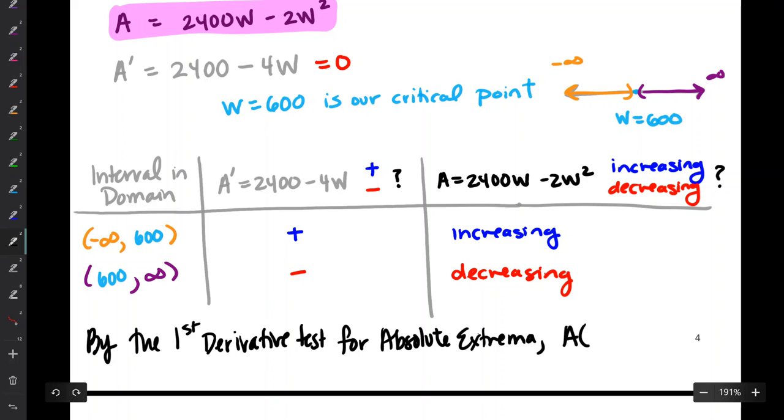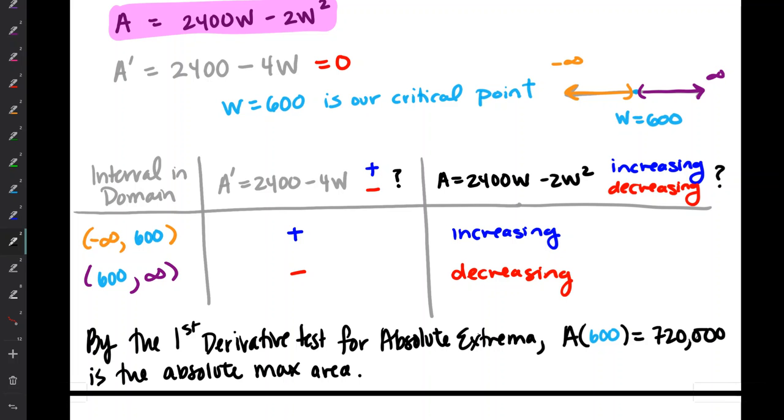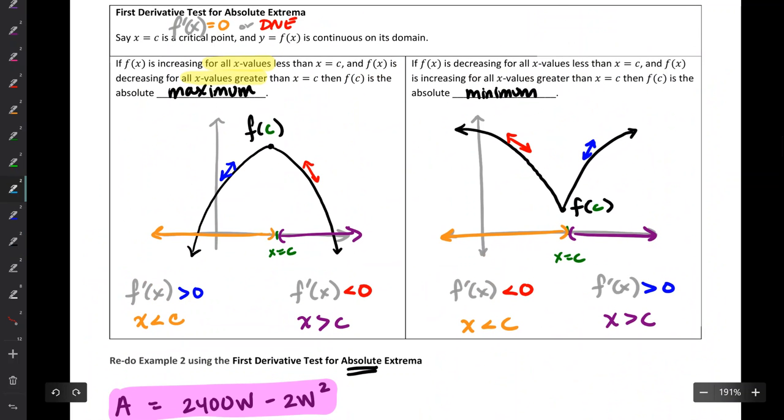A of 600, which we found in the previous example, is the absolute max area. Then you go back and read the directions, and it wanted the whole dimensions. It didn't just want the width and the area. It wanted the length too. You give the length too. Okay? So just for funsies, I'm going to change these to light blue, and that ends this video.